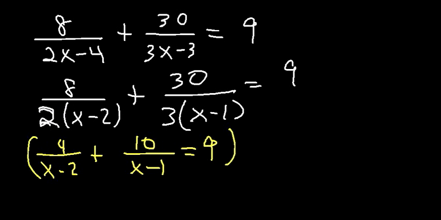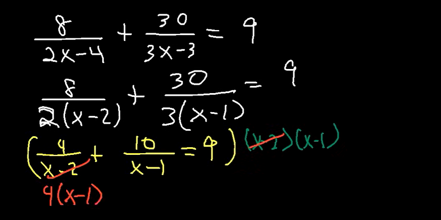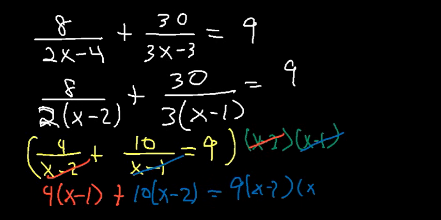So now let's multiply both sides by just x minus 2 and x minus 1. So these two, they cancel. So we're left with 4 times x minus 1. And these two cancel, so we're left with 10 times x minus 2, which is equal to 9 times x minus 2 times x minus 1.